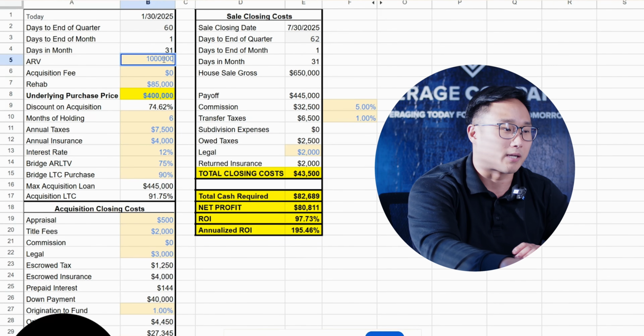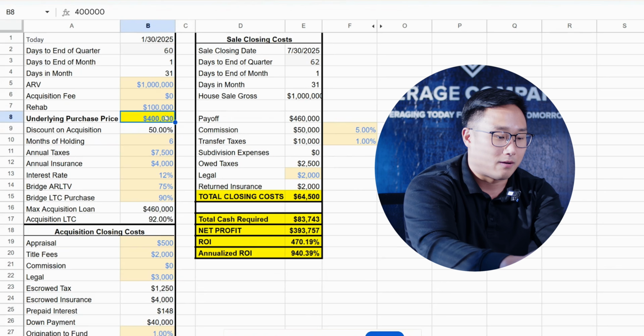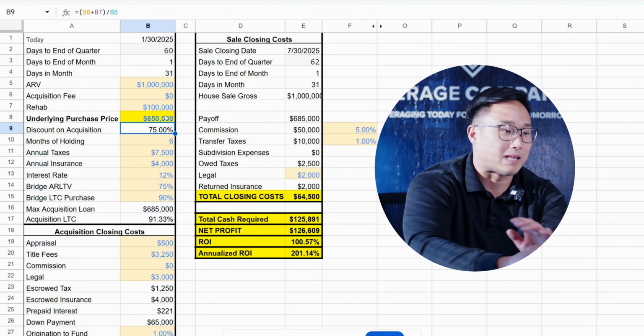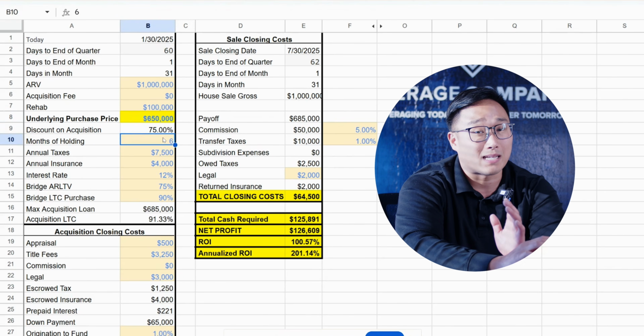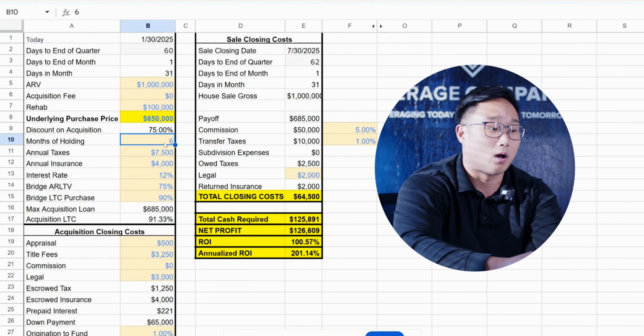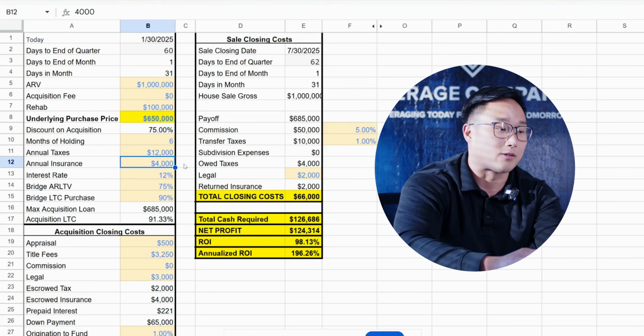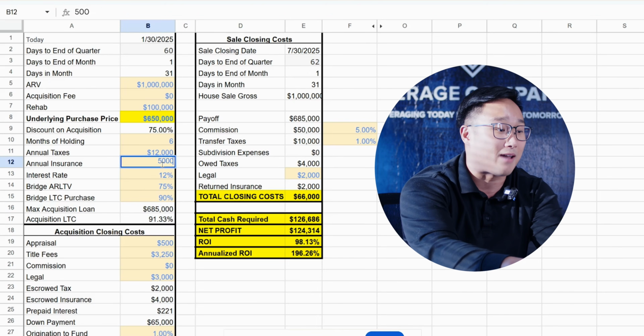$1 million project. We said that the renovation budget was $100,000. You're buying it, let's say, for $650,000. We said that this project might take 6 months to renovate and then fully sell, so we put 6 months of holding. The annual taxes, you just have to find out what the annual taxes are for the property and punch that number in. In this particular situation, it might be $12,000. You have to find out what the annual insurance is going to be, might be $5,000. Your bridge lender will tell you what the interest rate is. You plug that in there and it'll tell you.